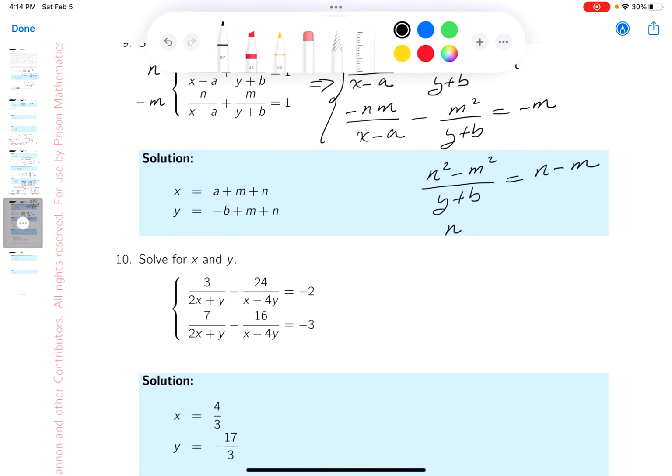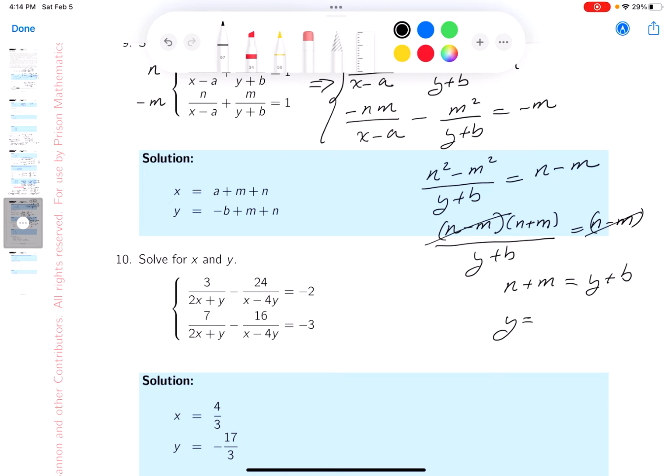And what I notice here is the top is factorable: n minus m, n plus m, over y plus b equals n minus m. I'm going to divide both sides by n minus m, provided that n does not equal m. I can do that. And what do you get? You get n plus m equals y plus b. And now I know what y is. And what's y? y is n plus m minus b.